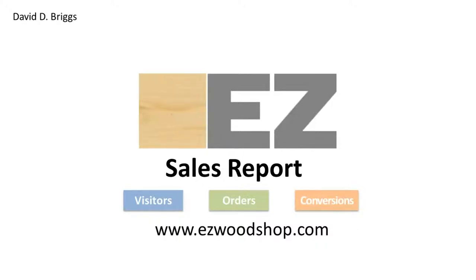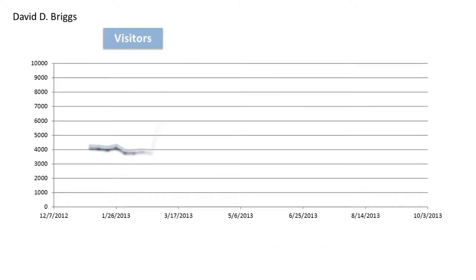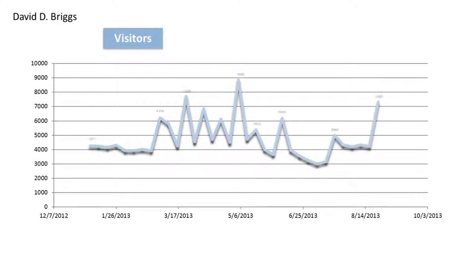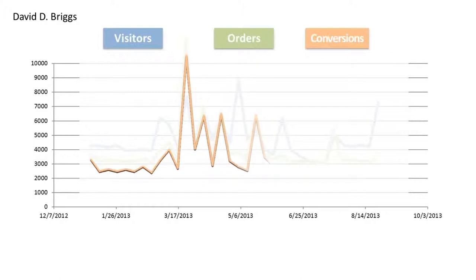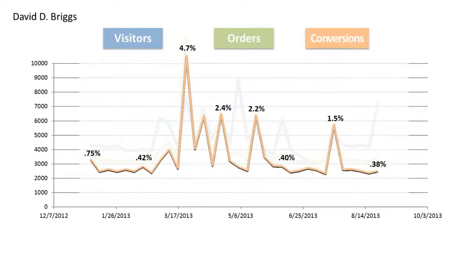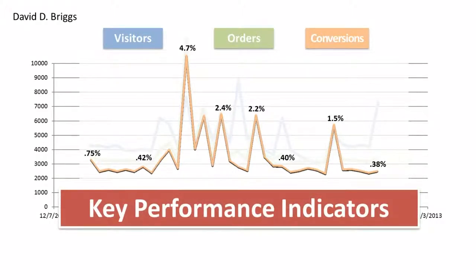The three types of data that I collect to help me monitor the success of my website are: 1. The total number of visitors over a given period of time, 2. The total number of orders received in that time frame, and 3. Conversions, or in other words, of the visitors who came to my website, how many of them actually placed an order. In marketing terminology, these are called key performance indicators, and they're very useful tools for keeping a watch on the overall health of a retail website.